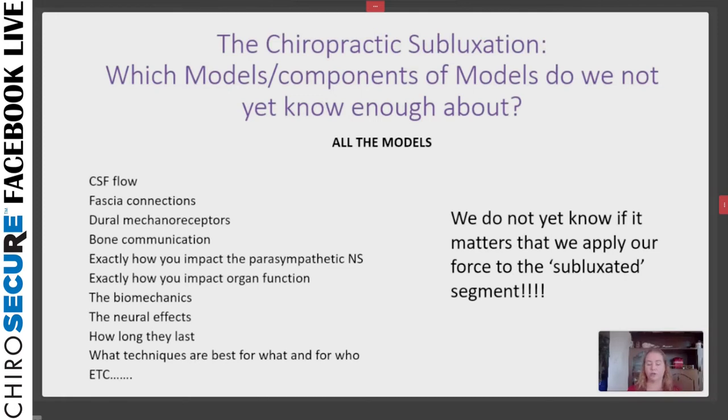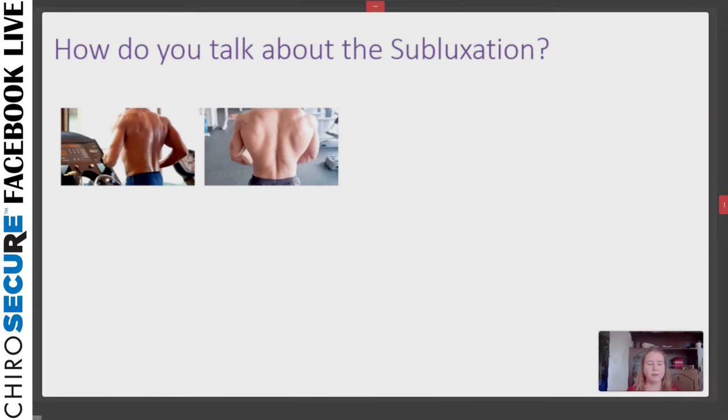So if you are going to talk to the public, other healthcare professionals, anybody else, please talk to the neuroplasticity model. Because if you talk about the bones being out of place, squashing nerves, the evidence just does not support it. And it just makes us laughable.